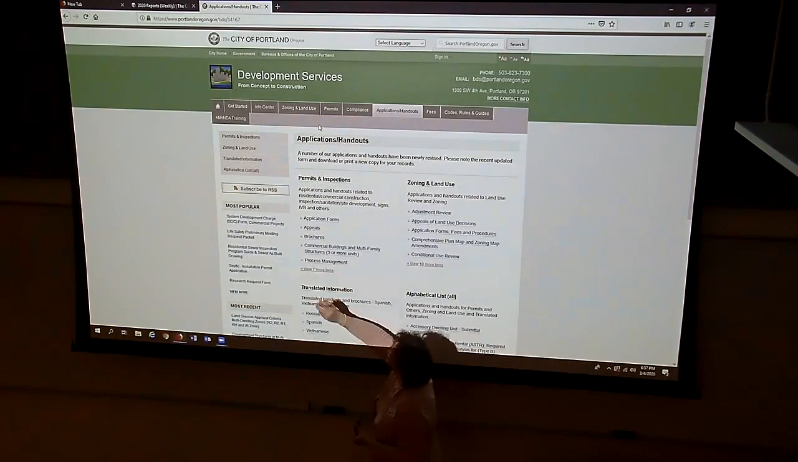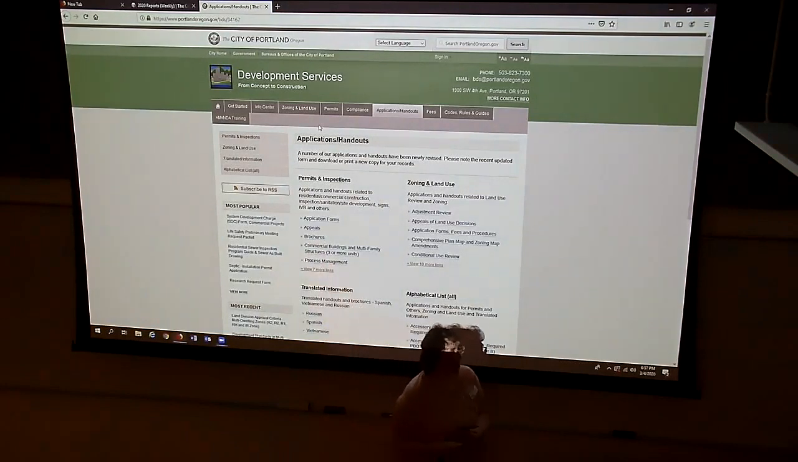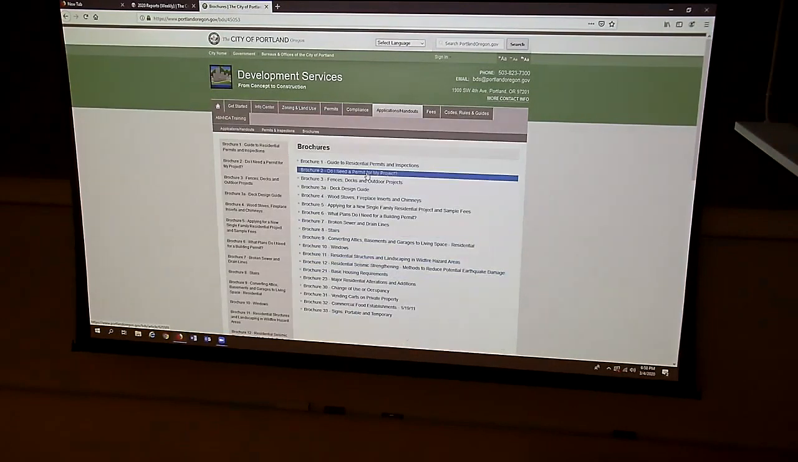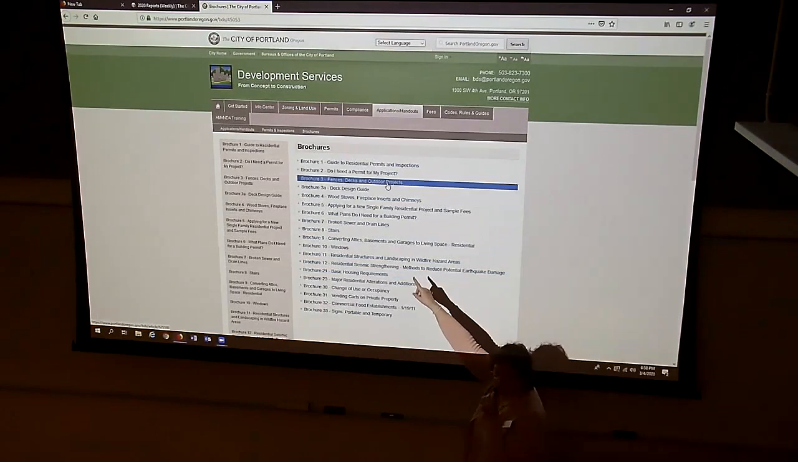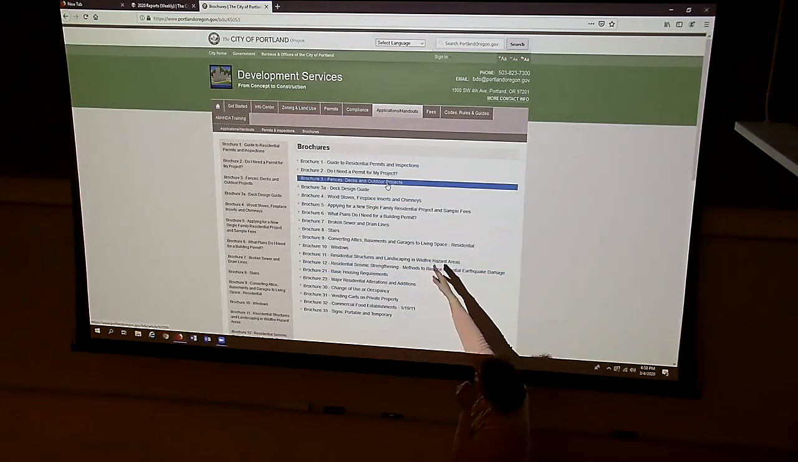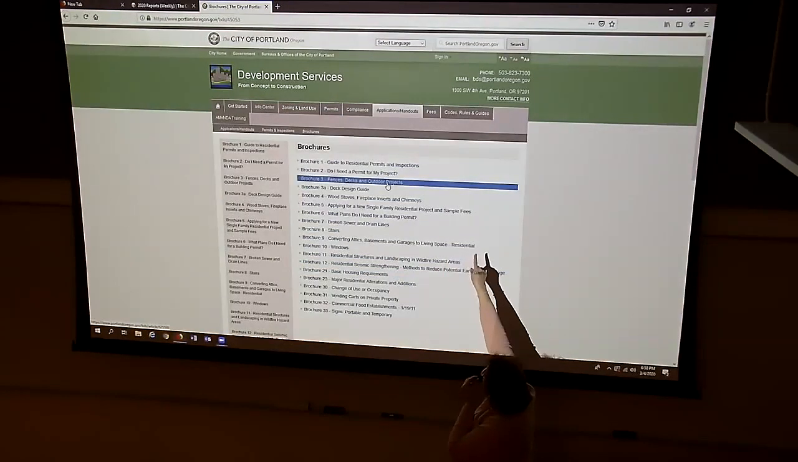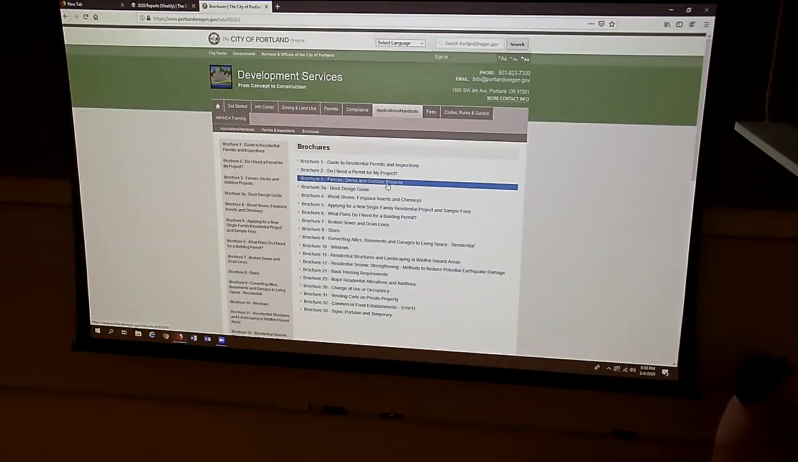All right, so that's where that came from, and let's look at brochures. Right here is, do I need a permit for my project? But look at all the other topics: design guide, wood stoves, getting a new one, the fees, a broken sewer line drains. You might want to look at those that you think apply to your business. That'll give you some really good ideas.